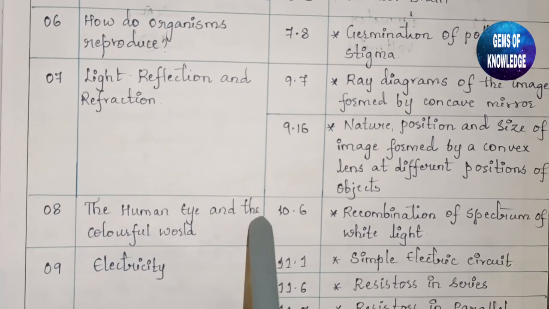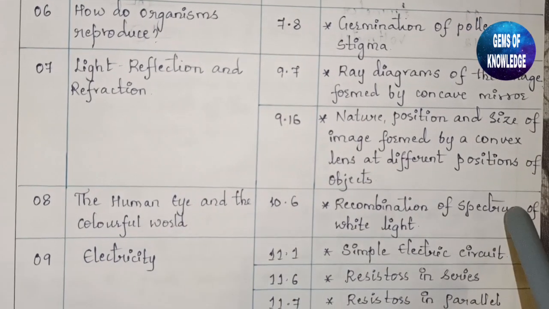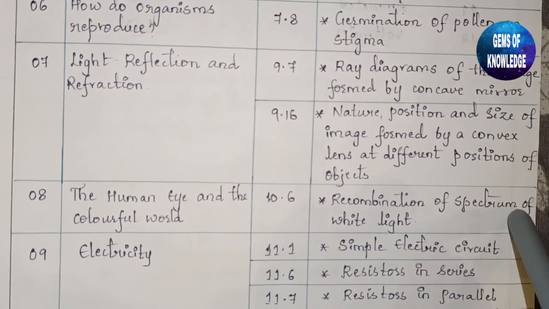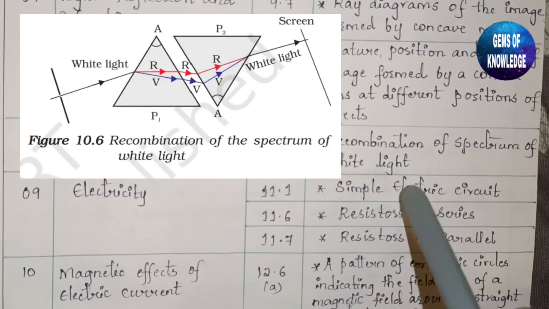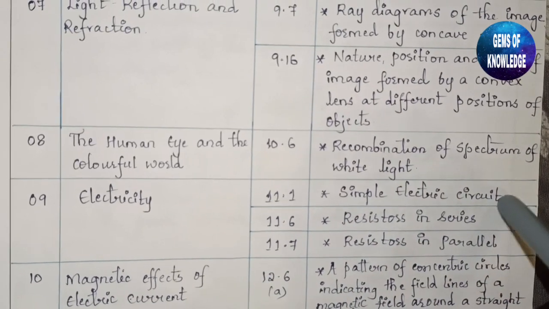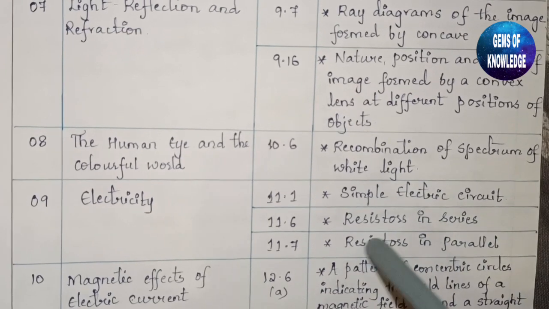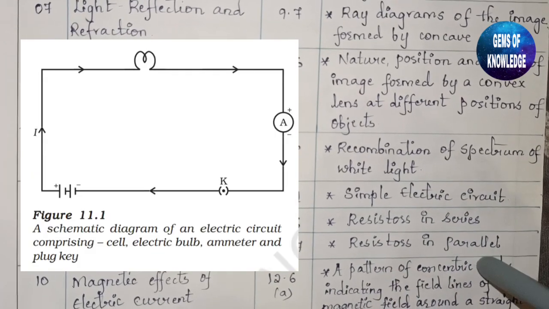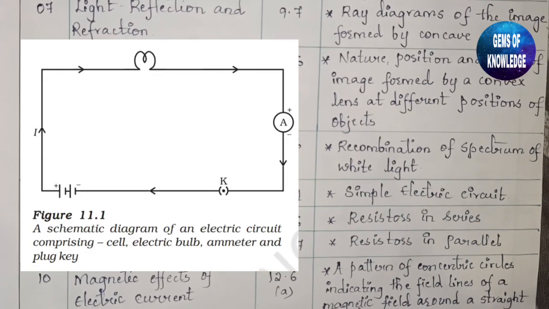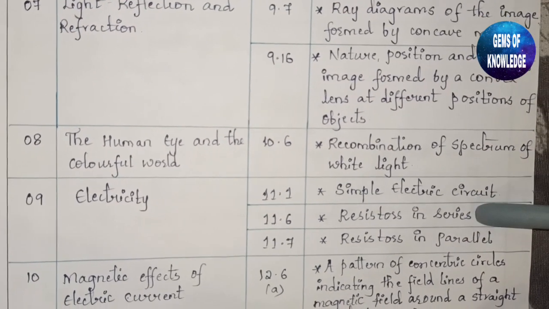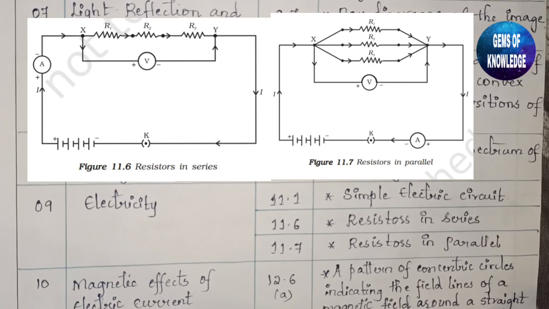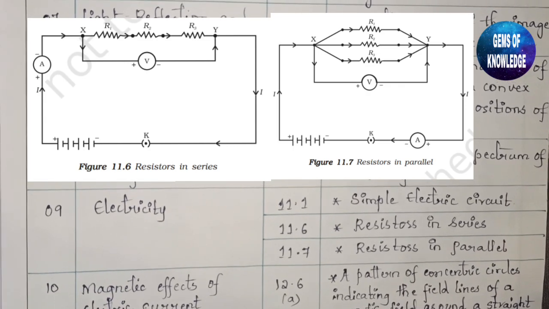Next you can see human eye and the colorful world. Here only one diagram, that is recombination of spectrum of white light. Okay, next electricity. In electricity, simple electric circuit, then resistors in series and resistors in parallel. So if you remember all these three, there's only a simple difference between the resistor in series and resistor in parallel, only you have to shift the resistors.